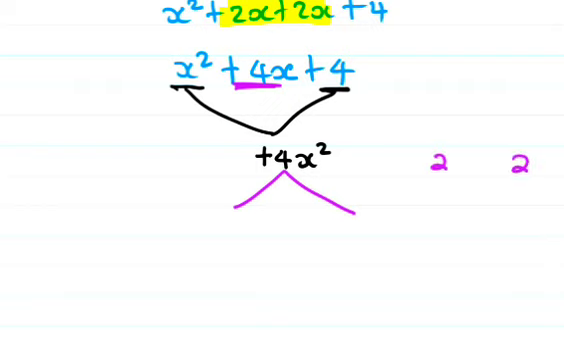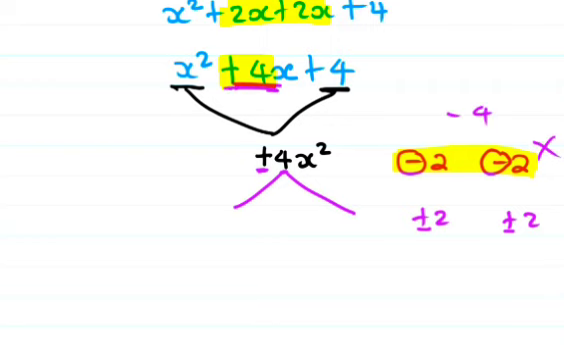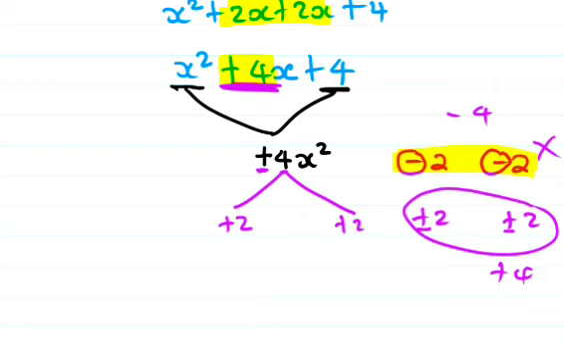So we have 2 and 2. It could also be negative 2 and negative 2, or positive 2 and positive 2. A negative number multiplied by a negative number gives a positive, and 2 times 2 gives 4. Similarly, with this one, a positive number times a positive number gives a positive, and 2 times 2 is 4. Now, to find the pair that adds up to the positive 4 here: the negative pair adds up to negative 4, so we cannot take this one. If we add the positive ones, we get positive 4. Therefore, the correct pair of factors is positive 2 and positive 2.